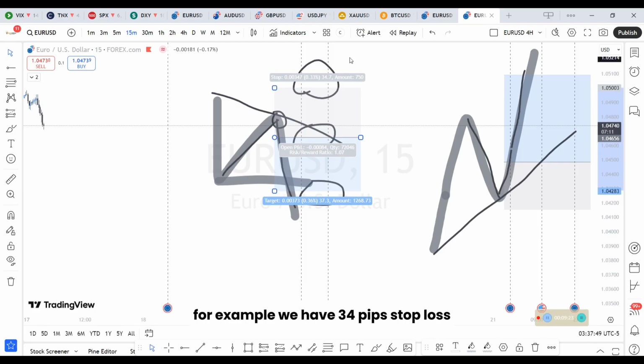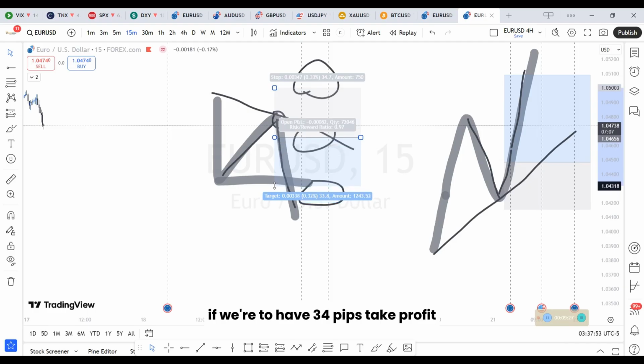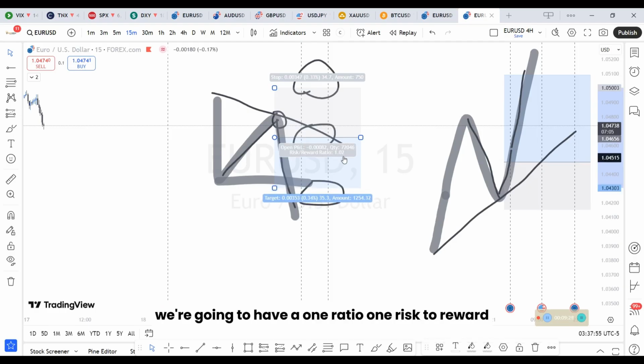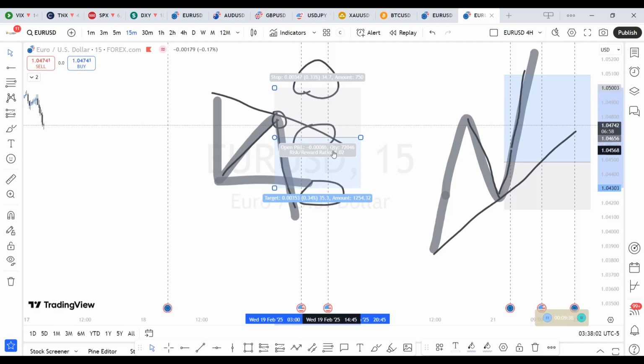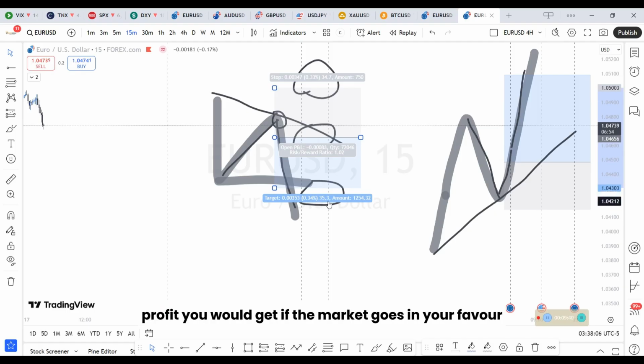Then there is the risk to reward ratio. Risk to reward means that for every amount of loss you take, for example, we have a 34 pips stop loss. If we have 34 pips take profit, we are going to have a 1:1 risk to reward. That means for every amount of loss you are taking, it is equivalent to the same amount of profit you would get if the market goes in your favor. So that is what risk to reward is.